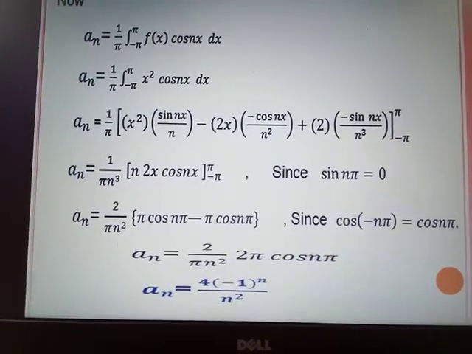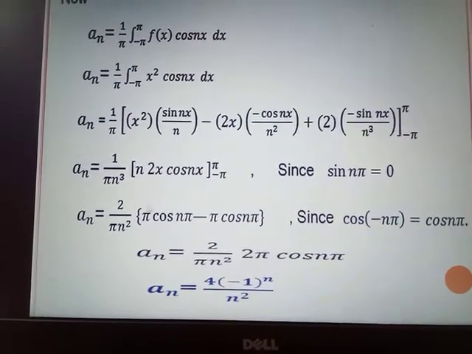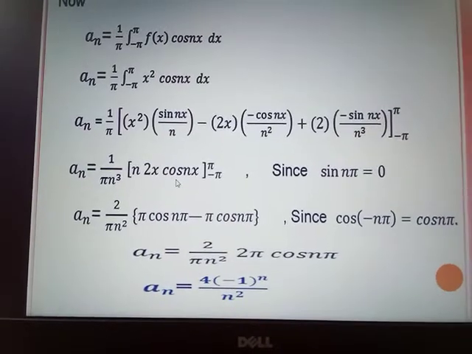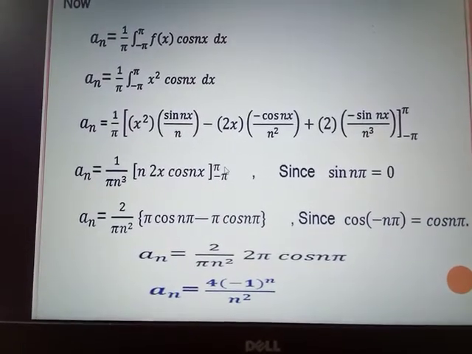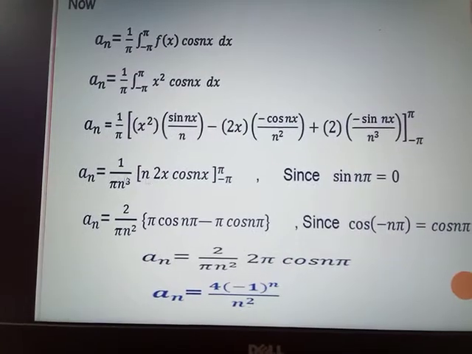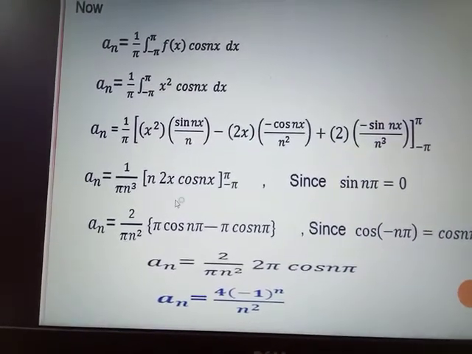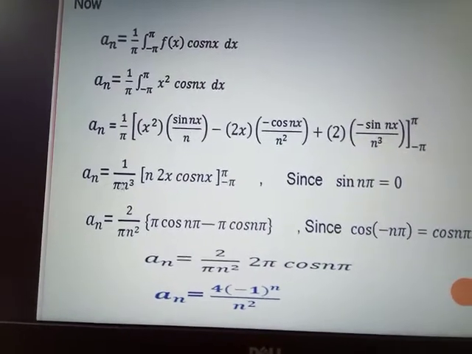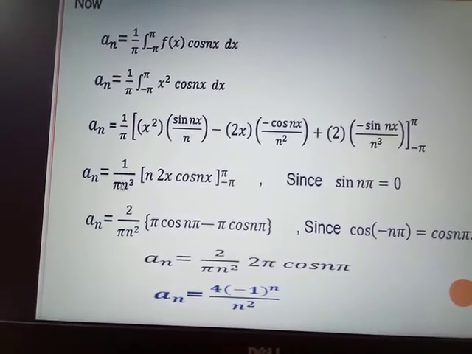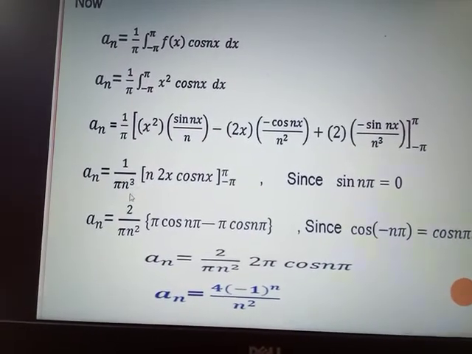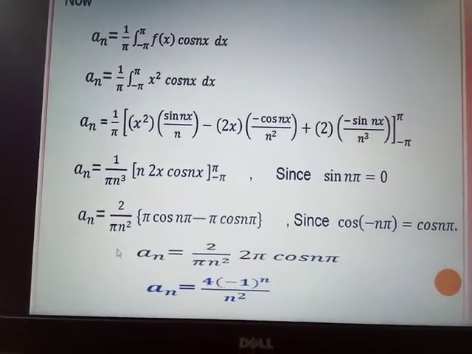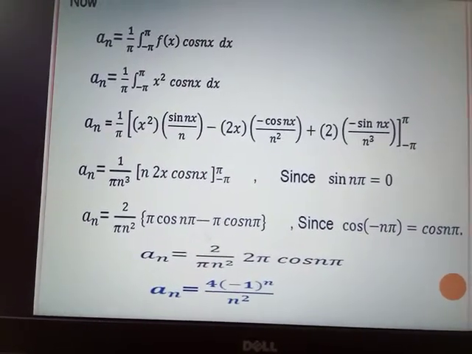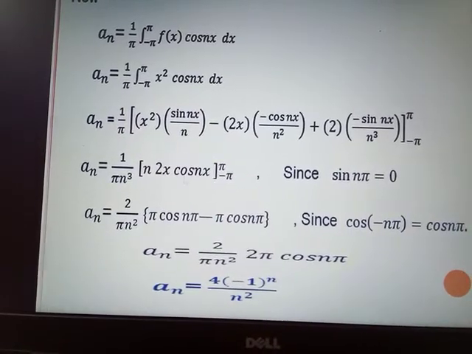It will be positive because minus into minus is plus. Therefore, we have 1 by pi n cube into n into 2x into cos nx, limits from minus pi to pi. Now, take this n outside this bracket because n is a constant to apply the limits, and 2 is also a constant. When we take n outside, n cancels with the denominator n cube, therefore it will be 2 divided by pi n square.